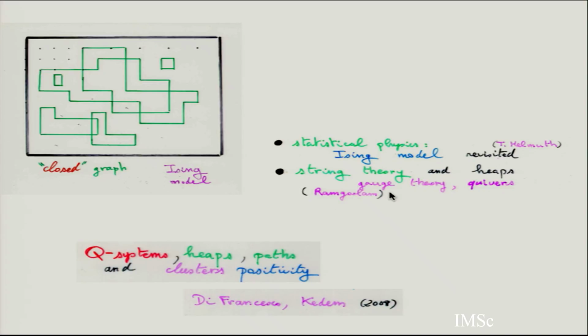I have mentioned the paper by Ramgoolam on gauge theory and heaps. There are quivers, there are many papers in pure algebra. There is a nice paper by Di Francesco and Kedem about Q-systems, heaps, paths, and cluster positivity. This is a cluster algebra introduced by Fomin and Zelevinsky. There is a positivity conjecture, and Q-systems come from physics, and there are paths and there are heaps, so there are many beautiful things together. It's a long paper, 60 or 70 pages, where the heaps appear in this story.